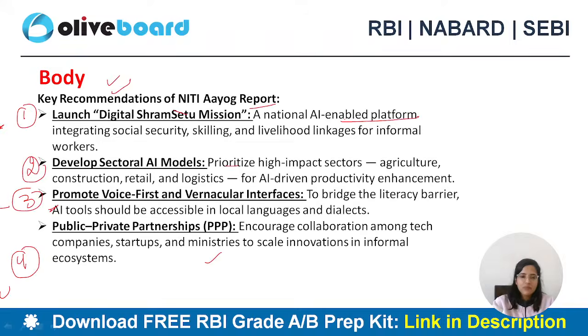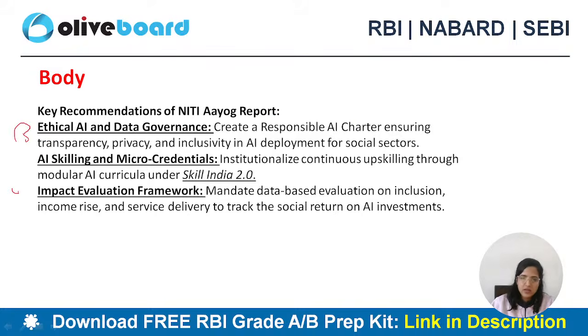Apart from that, we have ethical AI and data governance. Create a responsible AI charter ensuring transparency, privacy, and inclusivity in AI deployment for the social sector. So we need to focus on the ethical use of artificial intelligence and data governance. Then AI skilling and micro credentials. Institutionalize continuous upskilling through modular AI curricula under Skill India 2.0. We need to focus on enhancing the skill base. We have to make more and more highly skilled people so that their employment is enhanced and so that they can enter the formal sector workforce.